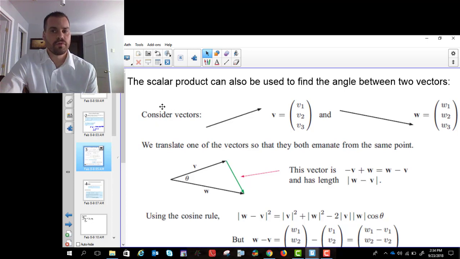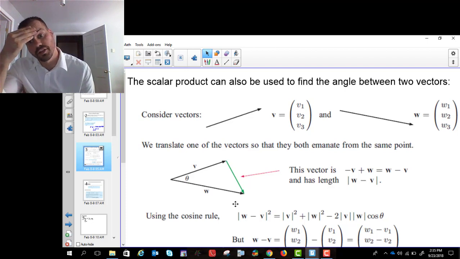But what's interesting about the scalar product is it gives us an idea of the angle between the 2 vectors. So if we think about how we get the scalar product, if we have a vector v and a vector w, this vector here has length w minus v, because if we took w and subtracted v from it, we would end up here. Because v plus this vector is w, if that makes sense, which hopefully it does. So we have w minus v, that's the length.